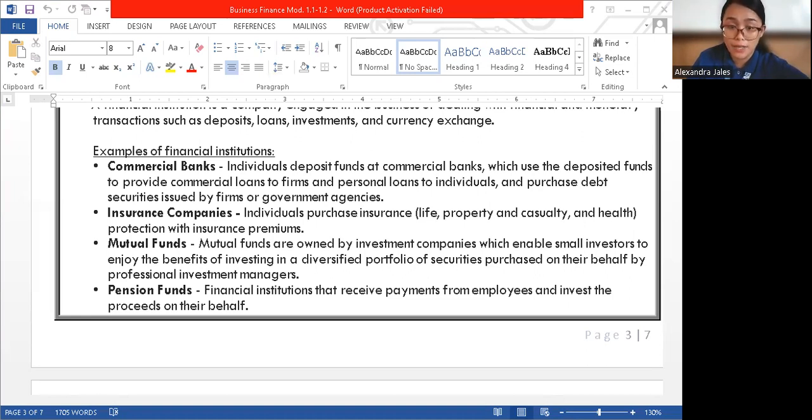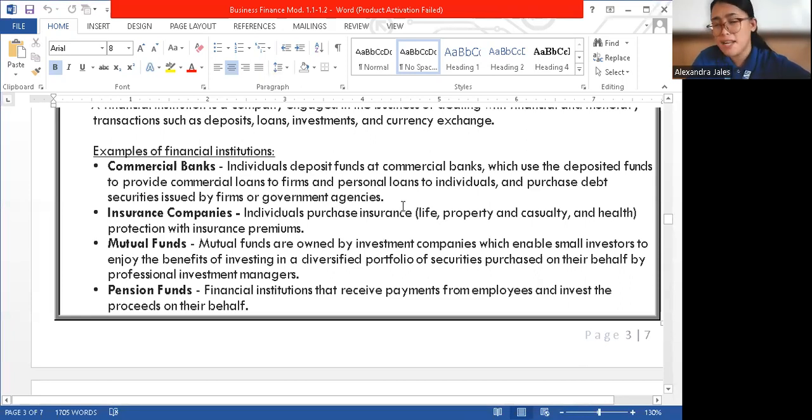So let's continue for a moment. We have commercial banks. Individuals deposit funds at commercial banks, which use the deposit funds to provide commercial loans to firms and personal loans to individuals. This is what I said a while ago, and of course, this is about the topic financial system. They also purchase debt securities issued by firms or government agencies.